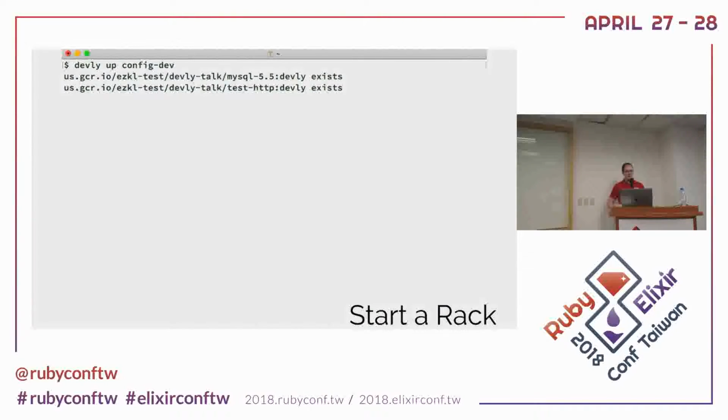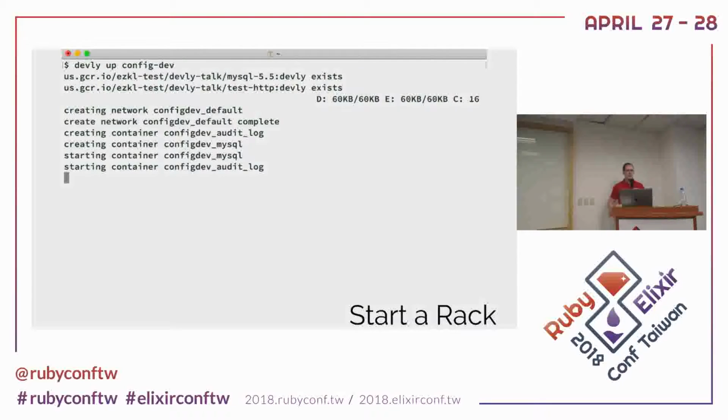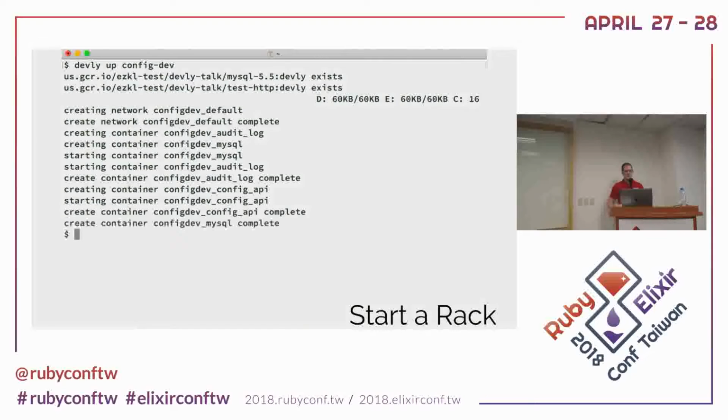Since we don't have all the necessary images downloaded from the registry, first we see Devly pulling one of the images. Once all of the images are downloaded to the Docker on our host OS, Devly creates a network to isolate this rack and starts all the containers. When containers aren't dependent upon each other, Devly can start them in parallel to speed up startup.